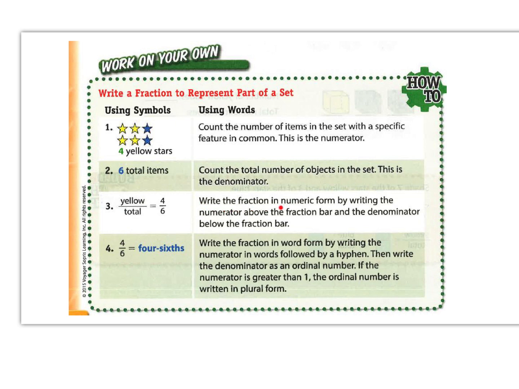So then it says write the fraction in numeric form by writing the numerator above the fraction bar and the denominator below the fraction bar. So yellow is 4, total is 6, so 4/6. Then you write it out. So you write the fraction in word form by writing the numerator in words followed by a hyphen. Then write the denominator as an ordinal number. If the numerator is greater than 1, the ordinal number is written in plural form.